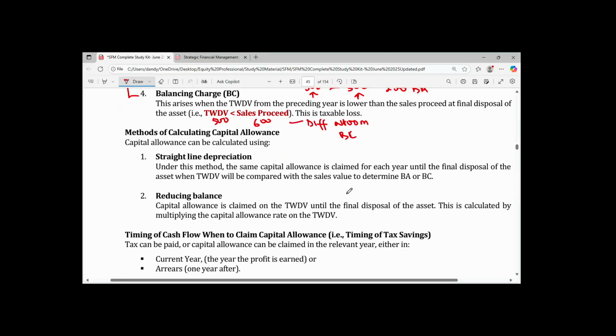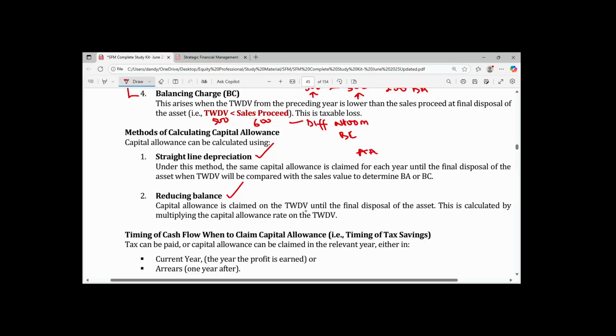What are the methods of calculating capital allowance? Basically, there are two methods of calculating capital allowance. One is the straight line depreciation method, then two, the reducing balance method. When you talk about the straight line depreciation method, what that means is that once you get the cost of the assets, you divide it by the number of years, by the useful life. So every year is the same amount you are going to consider. So for example, when you want to calculate annual allowance, your capital allowance, majorly, is annual allowance.